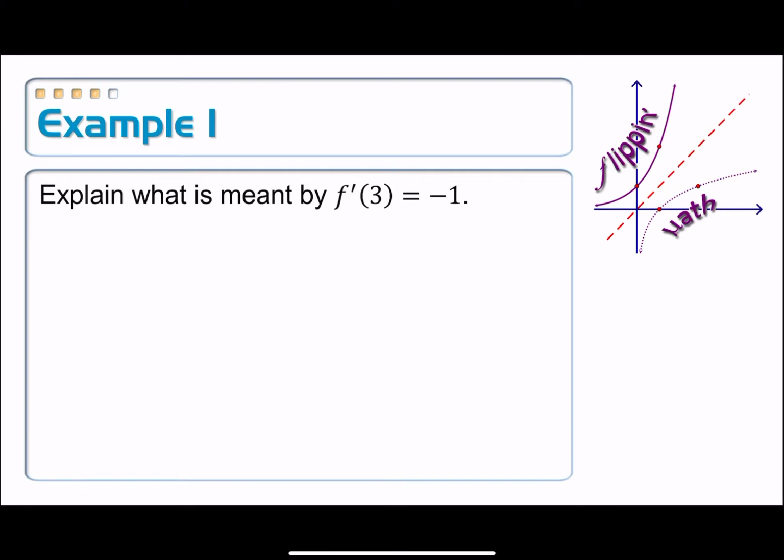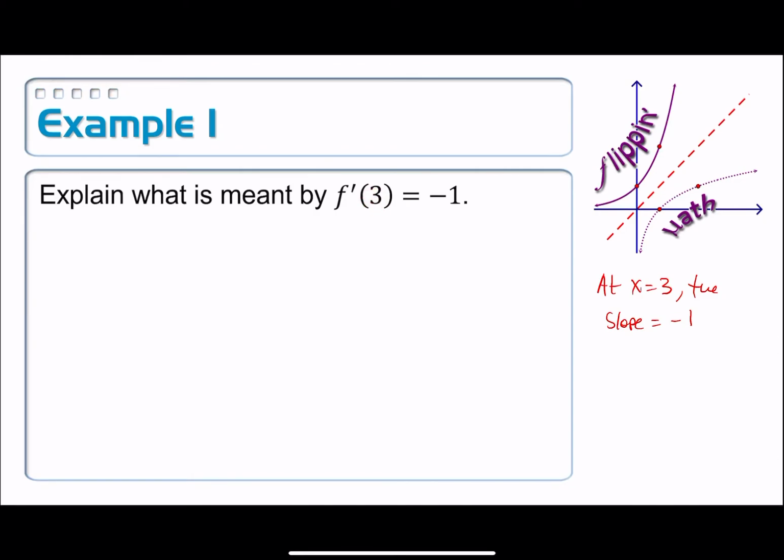Explain what is meant by f prime of 3 is equal to negative 1. So we have an input value of 3, and then the output is negative 1. This is a derivative, and the derivative gives me a negative 1, and remember, derivative means slope. So really, this means at x equals 3 on the original graph, the slope is negative 1.